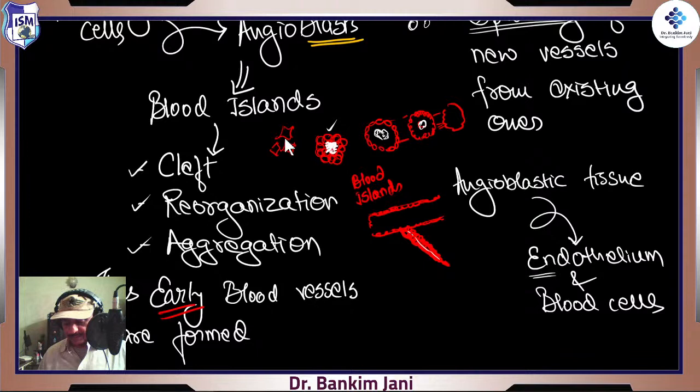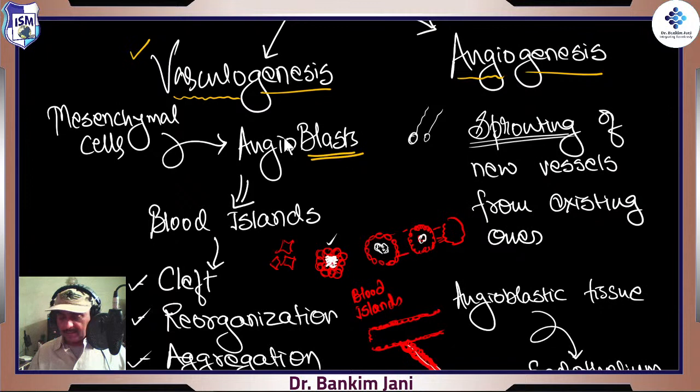Then once again from here, a new vessel develops, just by the proliferation of angioblastic tissue. So that's how the two processes work: one is vasculogenesis, where things start from absolute basic, and then from vasculogenesis, there would be sprouting of new vessels from existing ones, right? And that's what is called angiogenesis.